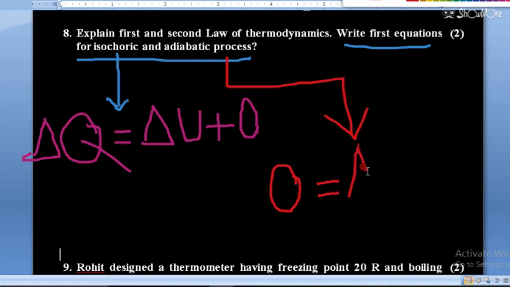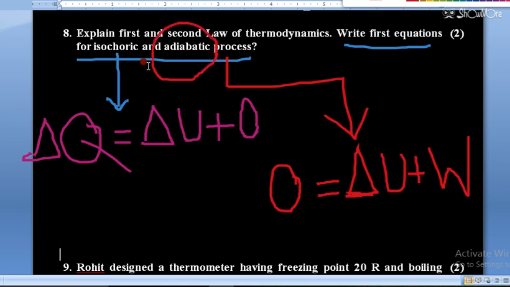So this is equal to delta U plus W, because in this case some work can be done. Change in heat is 0, which means there is no transfer of heat during the adiabatic process. So 0 is equal to delta U plus W. This is for the adiabatic process, and this is for the isochoric process. If any doubt is there in the 8th question, you can ask. I hope it is clear.